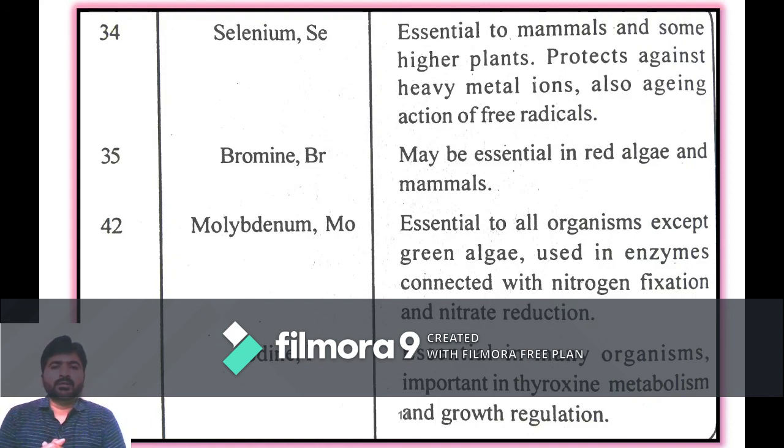Again, molybdenum is essential to all organisms except green algae, used in the enzymes connected with nitrogen fixation and nitrate reduction. Next element is iodine. Iodine is essential again in many organisms. It is important in thyroxine metabolism. Thyroxine is produced and released in the thyroid gland, and it regulates the growth and the metabolism of the biological system, and therefore iodine is of very much importance. So this is about the role of some highlighted essential elements.